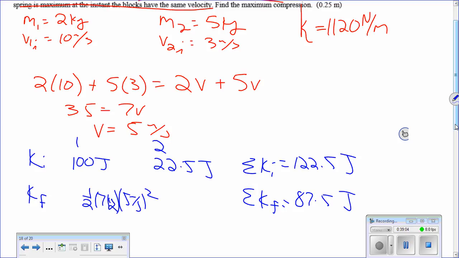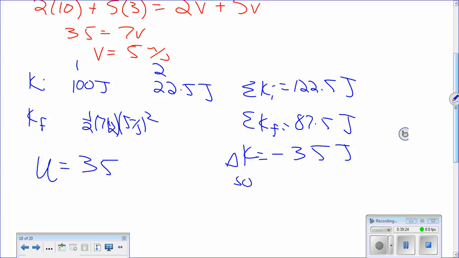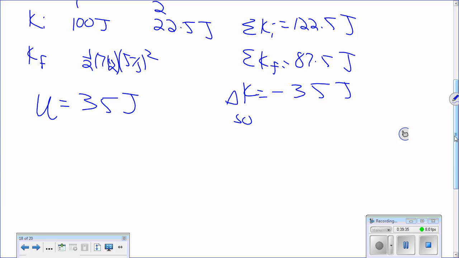So now I can find my change in kinetic energy. Right? My change in kinetic energy is how much kinetic energy I lost, and it turns out to be negative 35 joules. So, where did it go? The potential energy. So my potential energy must be 35 joules. Wait, you sure? So that change is including the change of kinetic energy from block 1 and block 2. Yeah, I cheated. I combined my two masses, but you certainly could have found them individually and then added them, and it gives you the same answer.